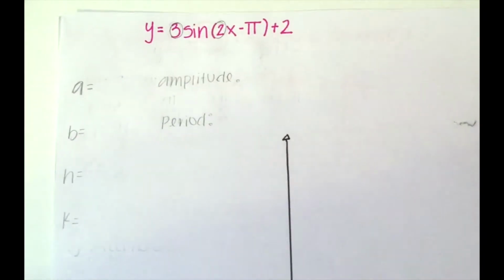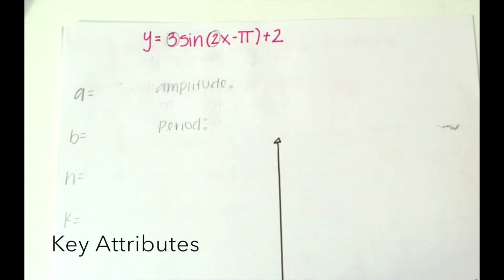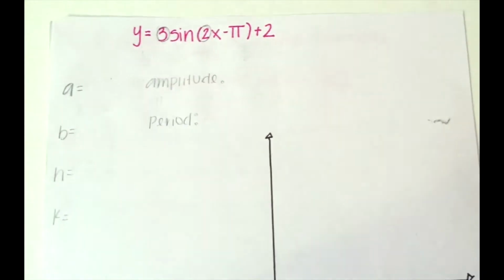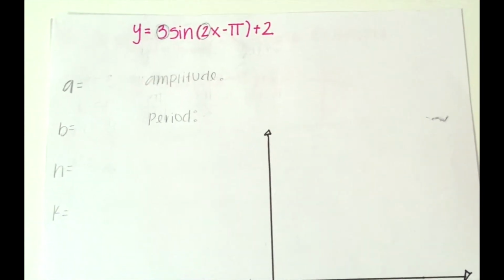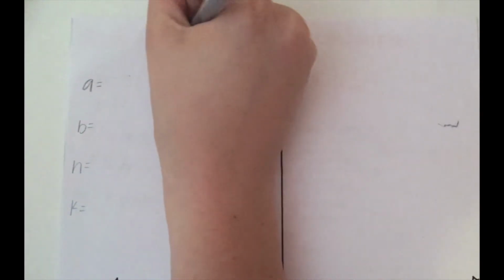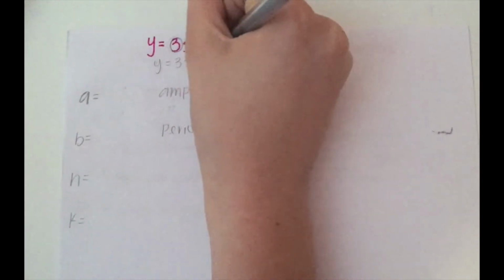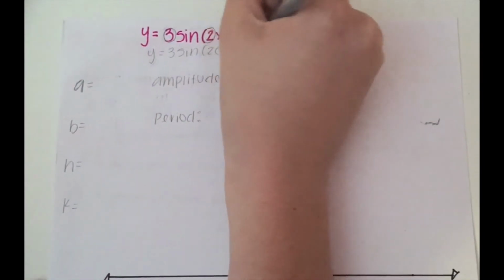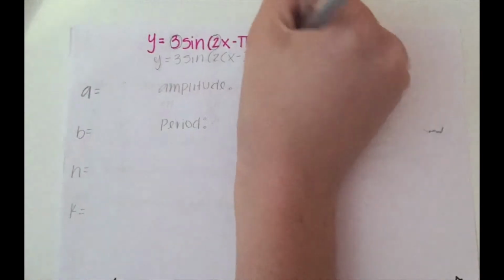Alright guys, so today we're going to graph a sine graph with the equation y equals 3 sine times 2x minus pi plus 2. Now before we start anything, we're going to rewrite the equation like this: y equals 3 sine times 2 times x minus pi over 2, plus 2.